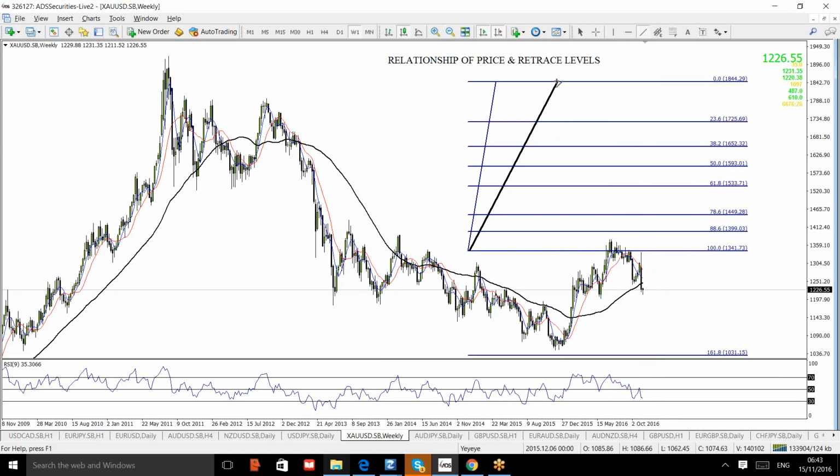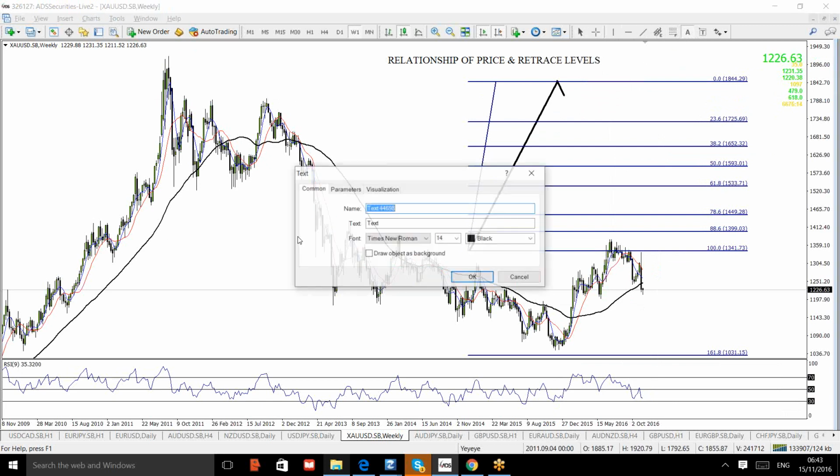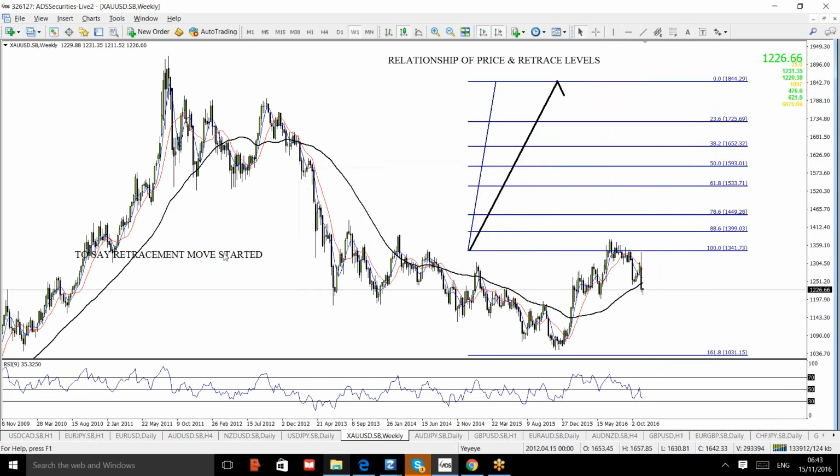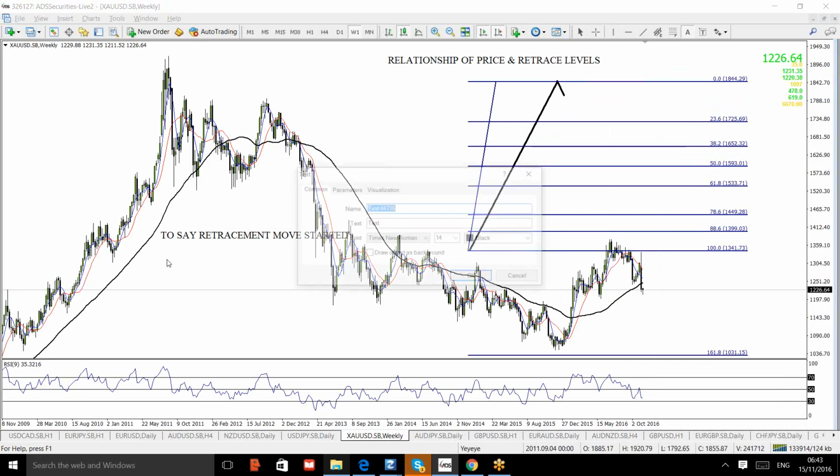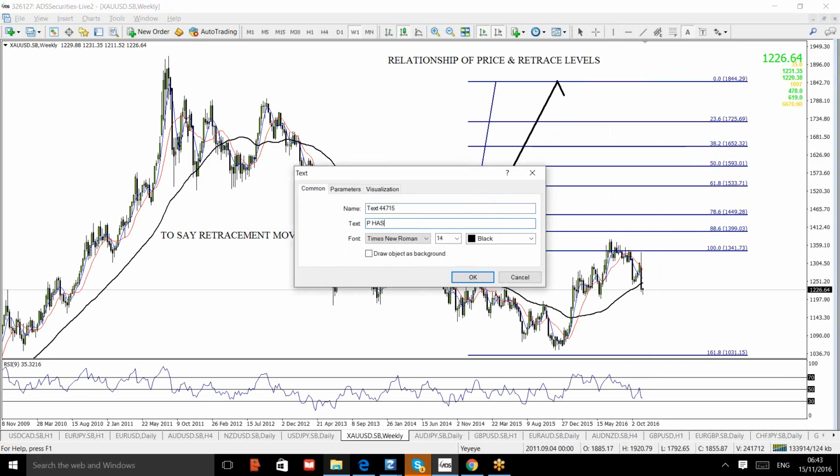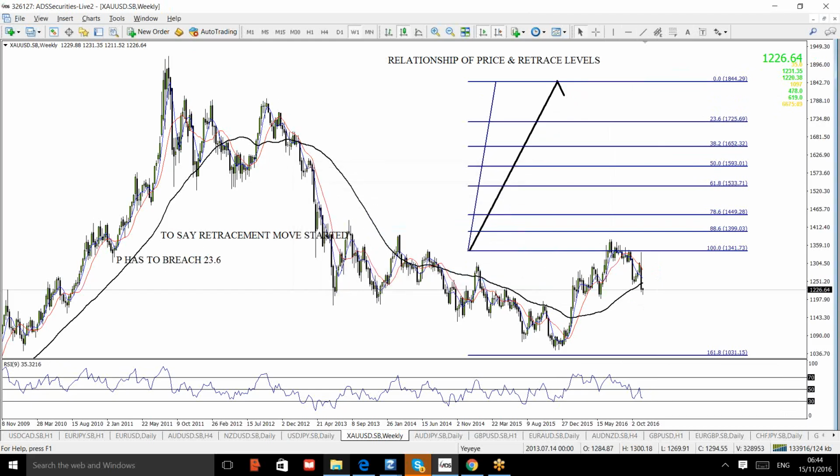Now, guys, when the price starts its journey, it starts from 0%, right? Number one, to say a retracement move has started, which is an impulsive move, remember, guys, the price has to breach 23.6, not just touch it. Rule number one.